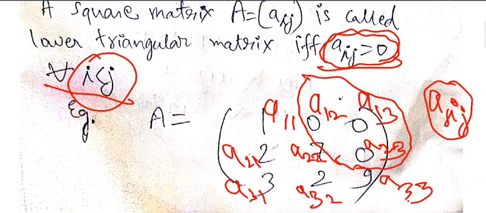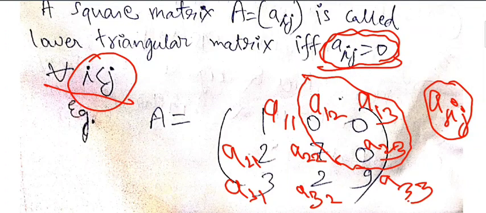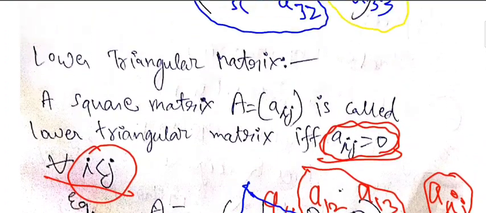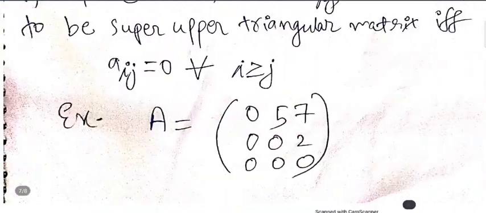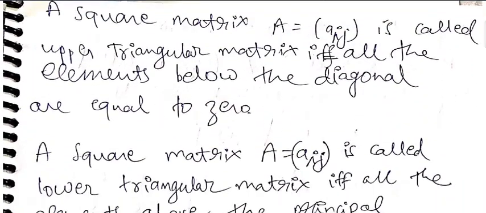And why lower triangular? Because these are forming a triangle. You can clearly see it: a triangle of digits is being formed over here. So in a lower triangular matrix, your lower elements are non-zero. So that is basically your lower triangular matrix. Let's move on.